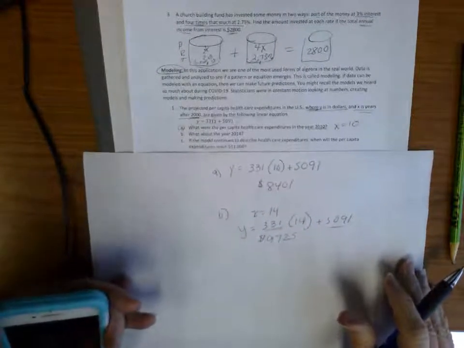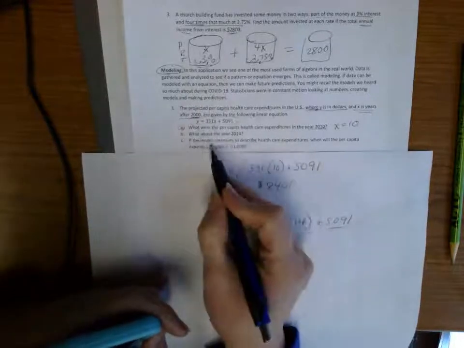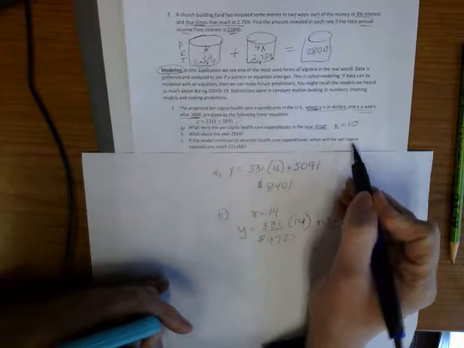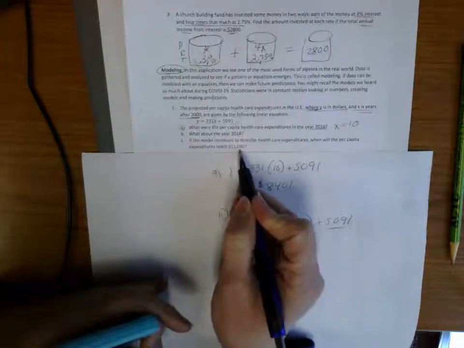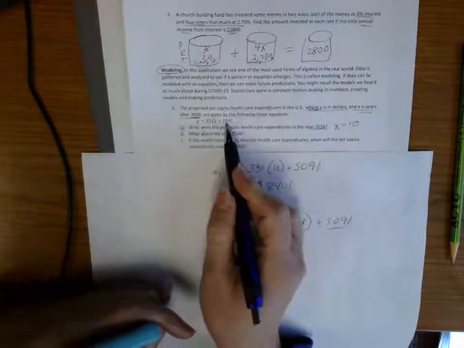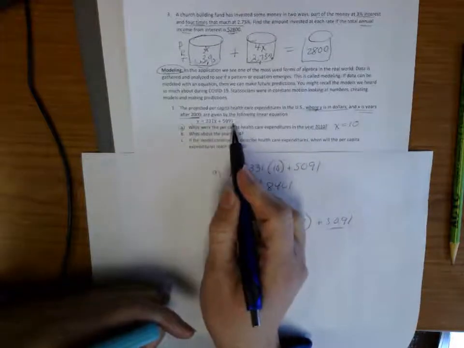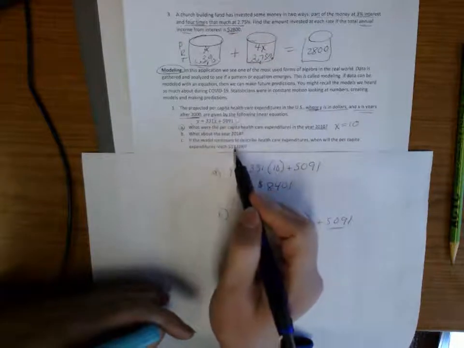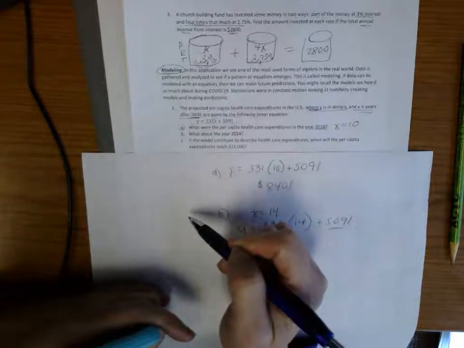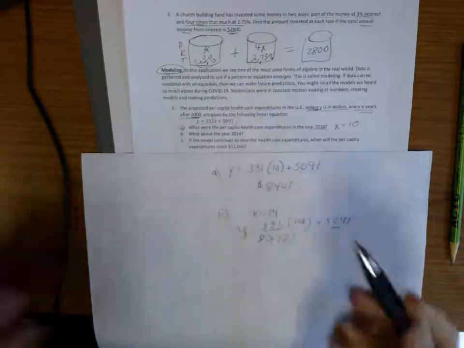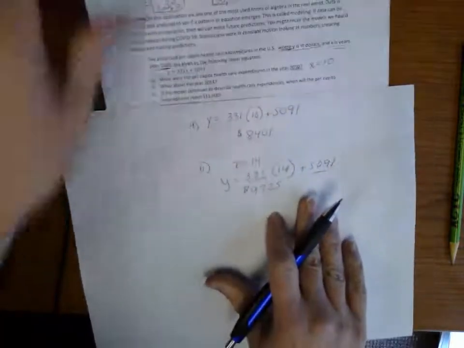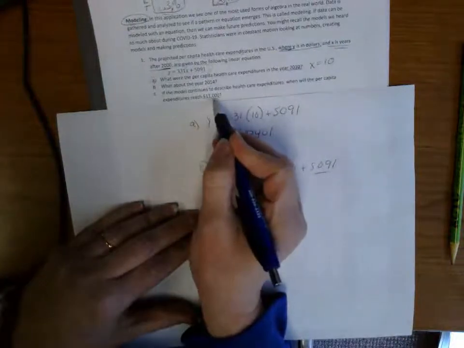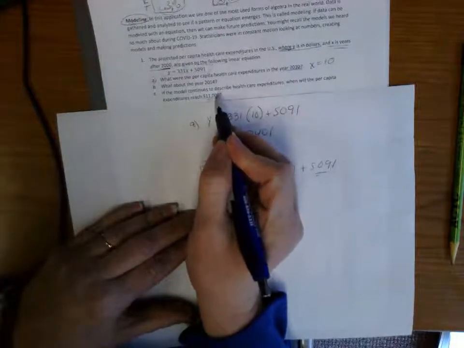Okay, on C, the question is, if the model continues to describe healthcare expenditures, when will the per capita reach 11,000? We're going to talk about graphing in the next chapter. We would just graph that, and you feel free to go ahead and look at your graph. You could graph that equation and see if you get up to 11,000 that way as well. Right now we're just focusing on equation solving, that process. When does it get to 11,000? So we don't know X.